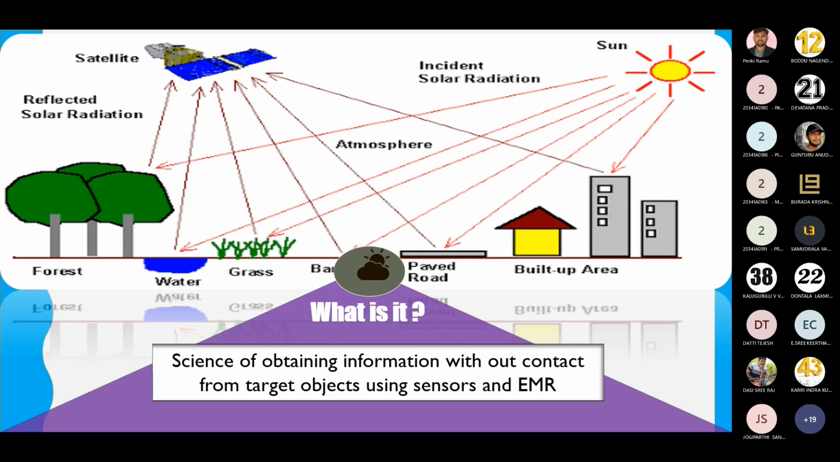While they are interacting, different kinds of phenomena will happen. Some amount of energy is completely absorbed by the objects, whereas some amount of energy is scattered into a different direction by the object, and some amount of energy will be reflected back into the atmosphere. Like that, the energy coming from the sun will be transferred into different directions after it interacts with the different earth surface as well as atmospheric objects.